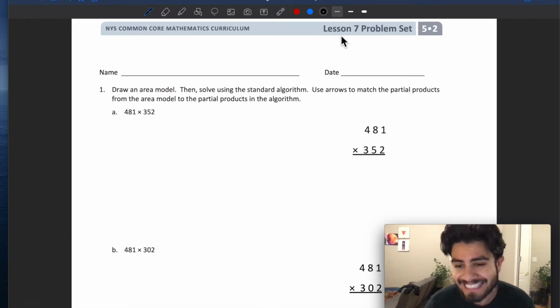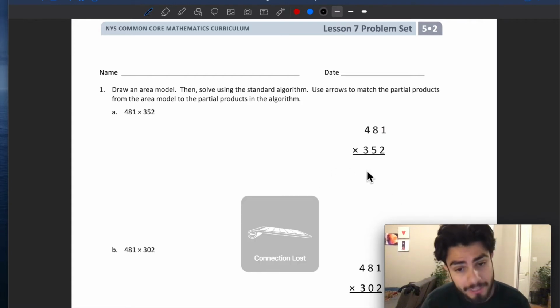We are on lesson 7, problem set, and we are continuing to draw an area model, and then we are going to solve using our standard algorithm, and we are going to match our partial products to just show what they even mean in terms of an area model and the standard algorithm.